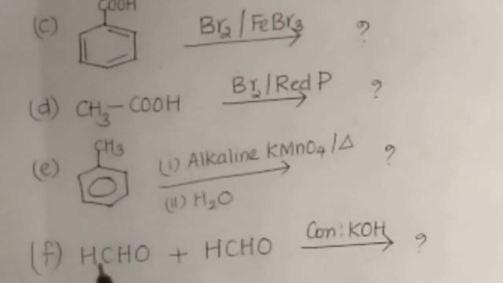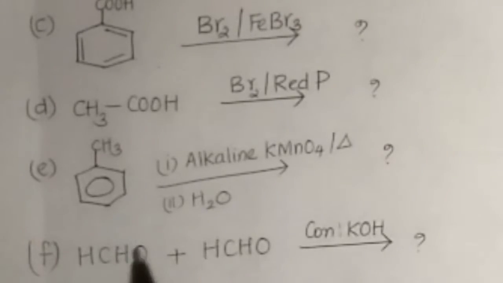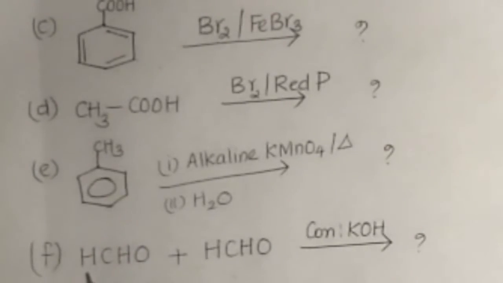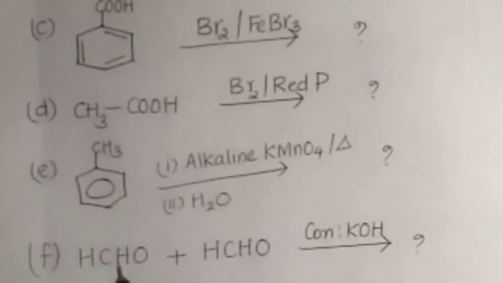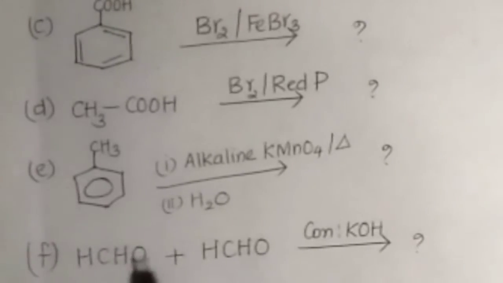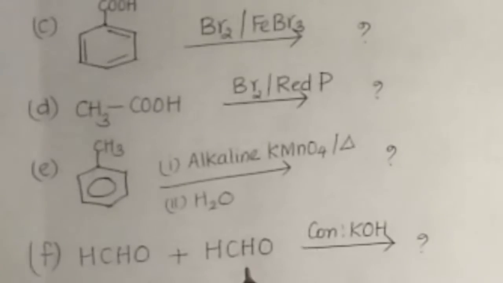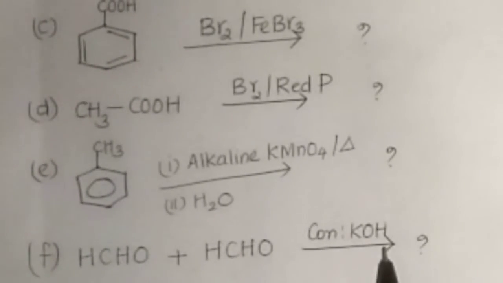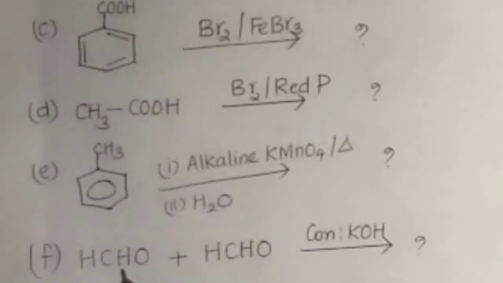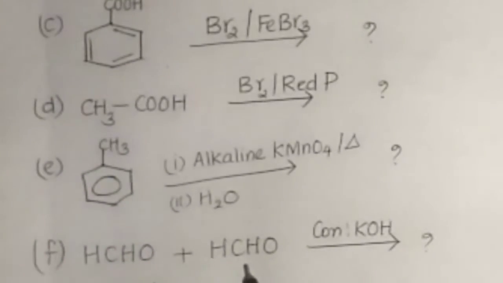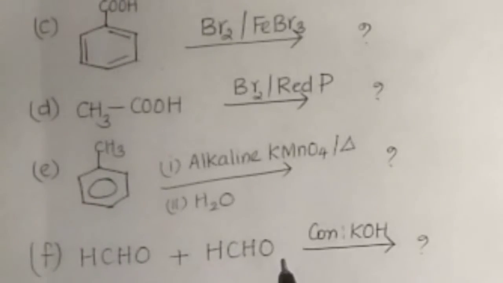But this is not alpha hydrogen because it is attached to the functional group CHO carbon. So this is without alpha hydrogen. This also is without alpha hydrogen. So they undergo Cannizzaro reaction in presence of concentrated alkali. One molecule undergoes self-reduction to form alcohol and one molecule will undergo self-oxidation to form salt of carboxylic acid.